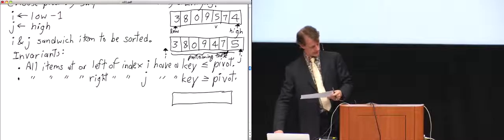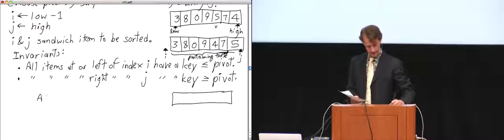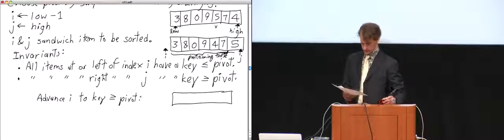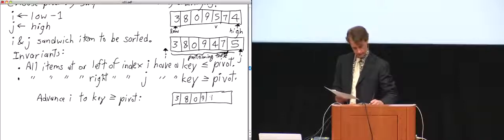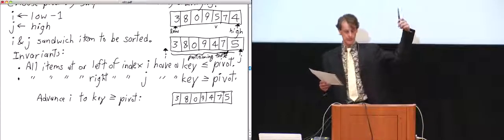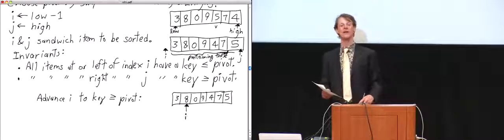The idea here is I will advance i forward until I reach a key that's greater than or equal to the pivot. So again, here's my array: 3, 8, 0, 9, 4, 7, 5. I advance i forward to the 3. That's less than the pivot, so I keep advancing i. I reach the 8. 8 is greater than the pivot 5, so i stops there.